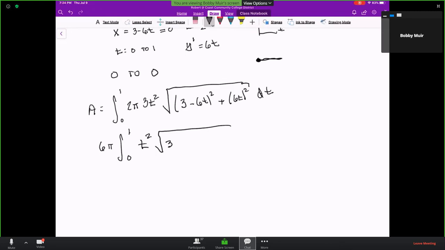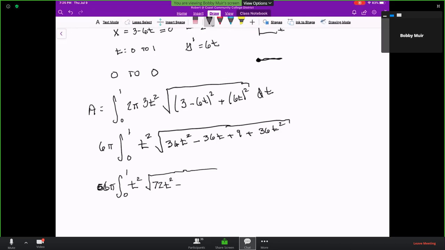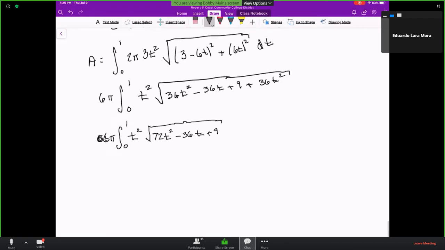So this was 36t squared minus 36t plus 9 plus 36t squared. So if you factor out the 9, well, let's not factor out the 9 just yet. So 0 to 1, 6 pi t squared, times 72 t squareds minus 36 t's plus 9. Oh, I see why you did.